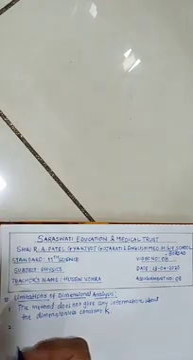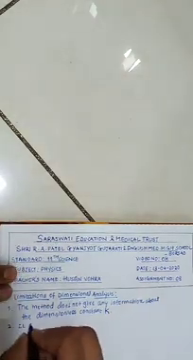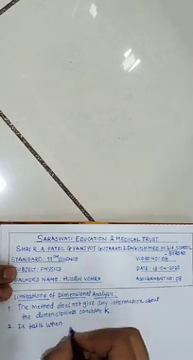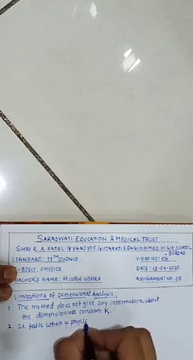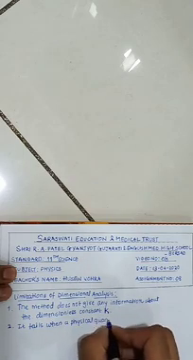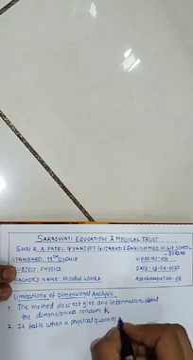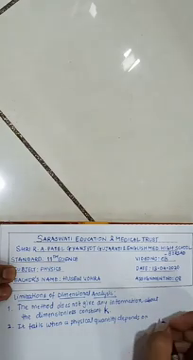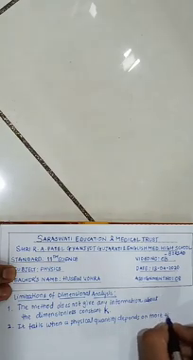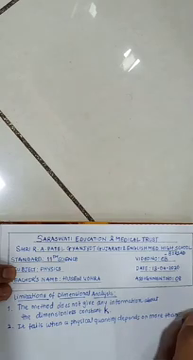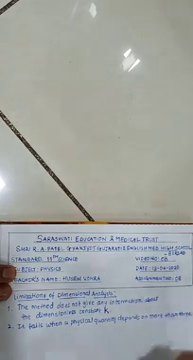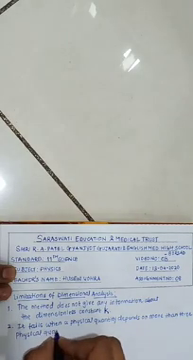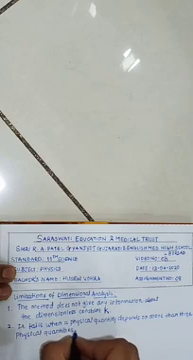Second limitation: it fails when a physical quantity depends on more than three physical quantities. If it depends upon more than three physical quantities, then it fails.